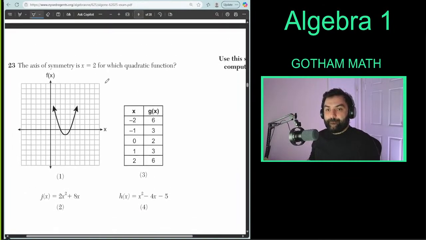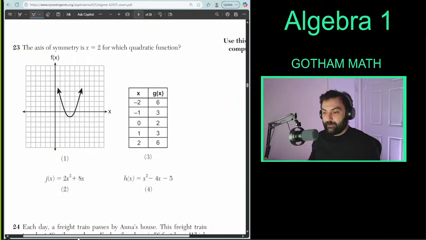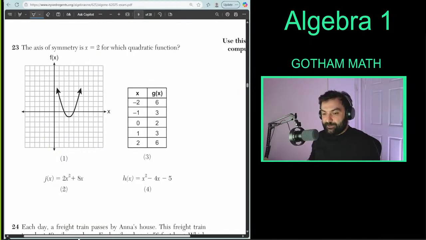Okay, number 23. The axis of symmetry is x equals 2 for which quadratic function? Well, we're getting to something that's actually harder. This is probably going to take a while, unless we see it right away, which we probably won't. All right, so what is axis of symmetry?